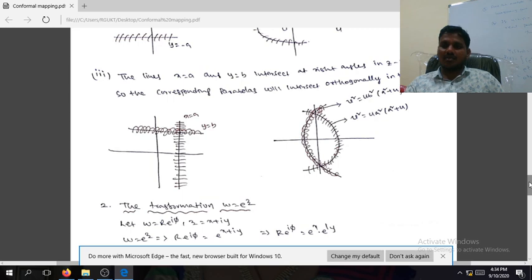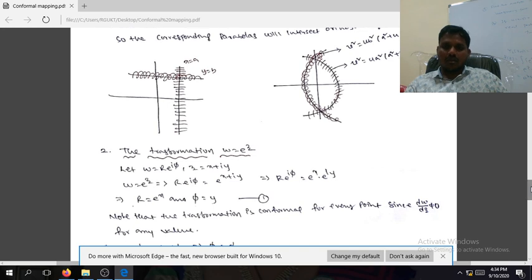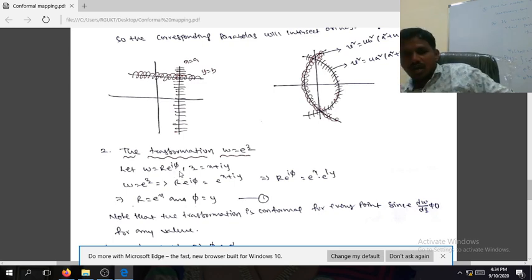Next, the standard transformation I am going to take is w is equal to e to the power of z. In this case, listen, it is exponential. z is equal to x plus i y, which is in Cartesian form, and w is in polar form. w is equal to r e to the power of i phi.